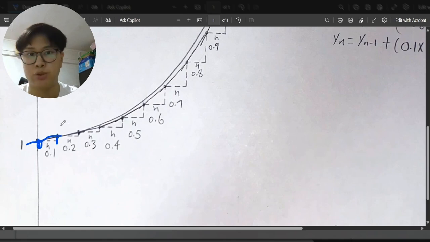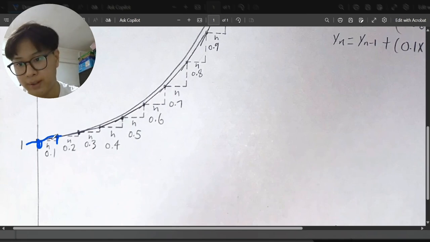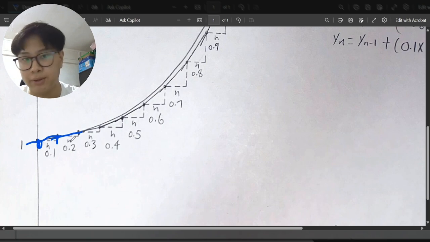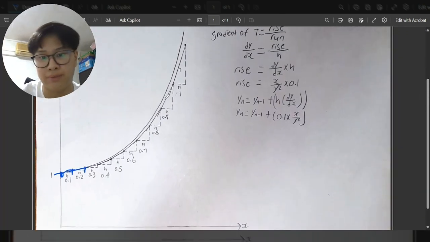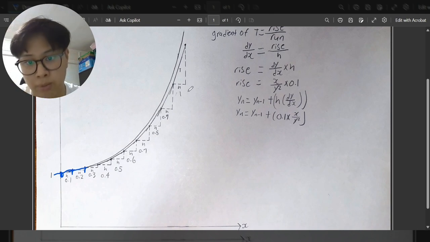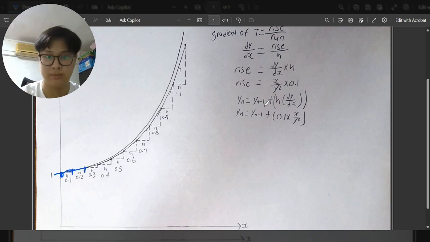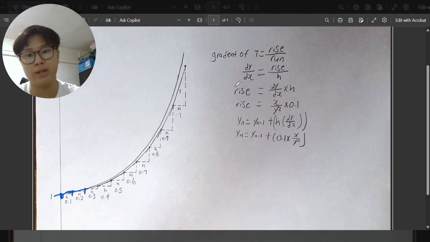And then at x equals 0.1, we draw a new tangent until 0.2 and find the increase of y from 0.1 to 0.2, which is this. And then we do this so on and so forth until we find the y value at x equals 1.